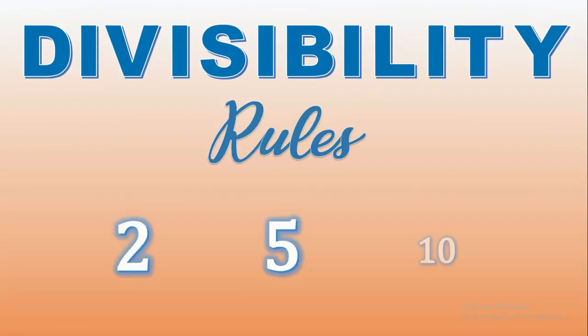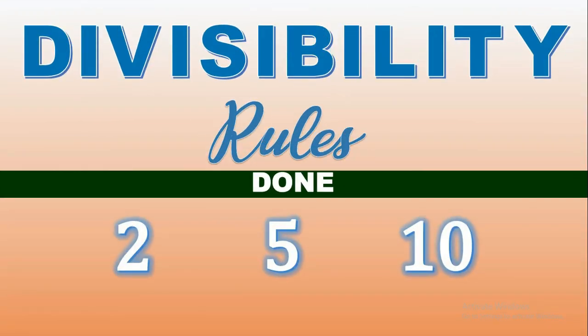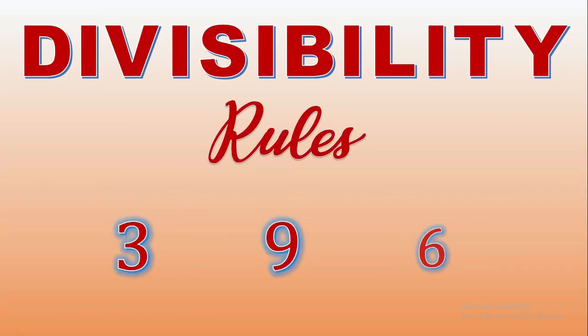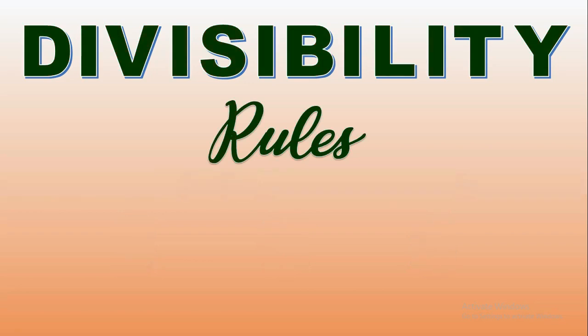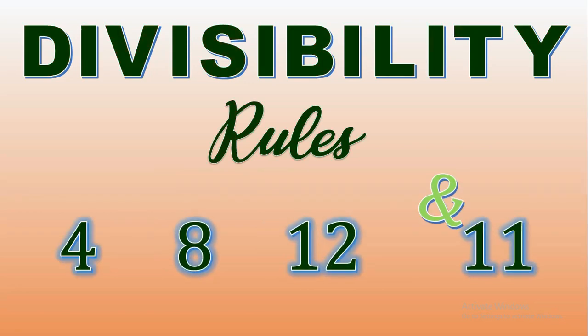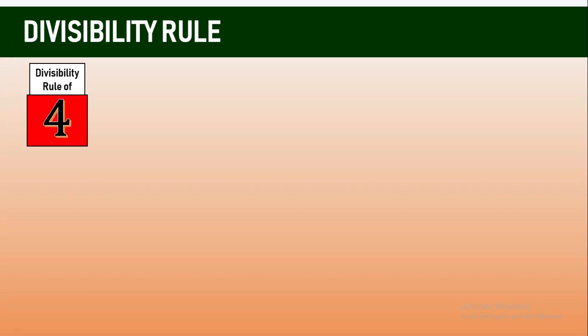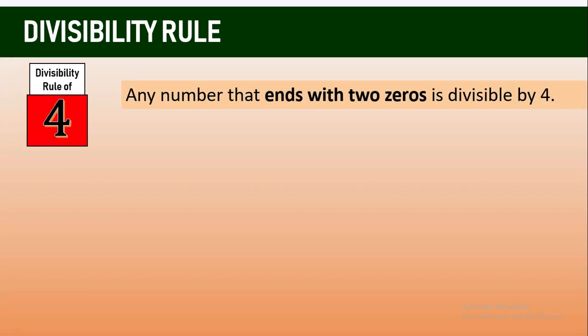We're done discussing the divisibility rules of 2, 5, and 10. Also the divisibility rules of 3, 9, and 6. So now we will discuss the divisibility rules of 4, 8, 12, and 11. So the divisibility rule of 4. Any number that ends with 2 zeros is divisible by 4.